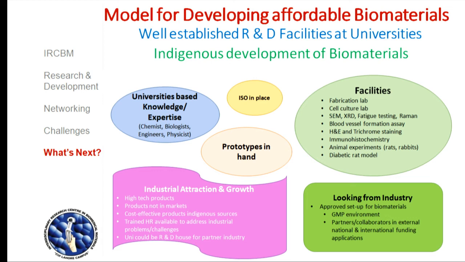So what are the facilities at the university? Most universities have a fabrication lab. They have a basic preparation lab and cell culture labs. They have SEM, XRD, all these machines, and they can be utilized for staining as well. Most of the departments are doing histology. Almost all of the industries maybe don't have this setup. They can utilize this setup based at the universities.